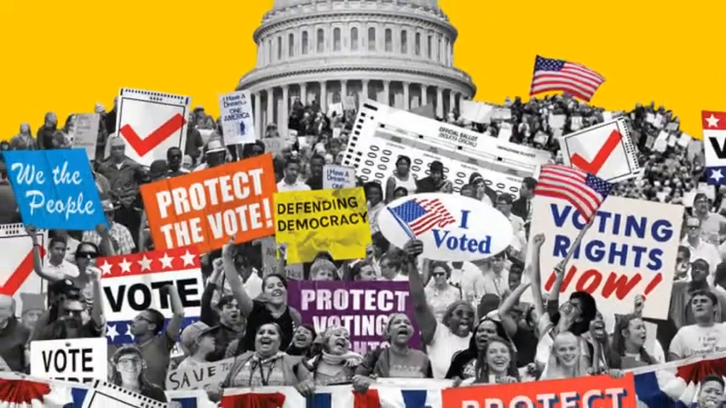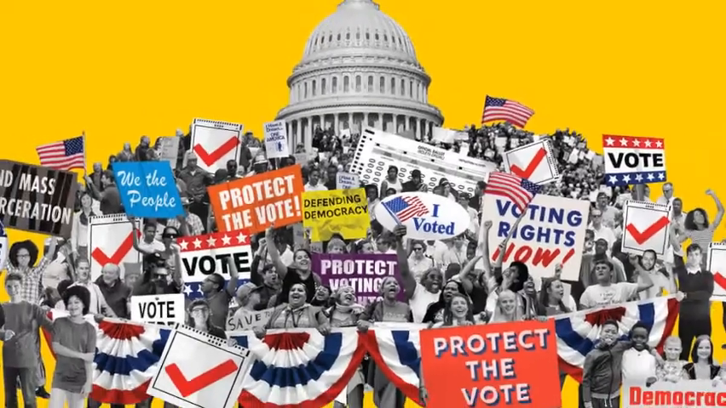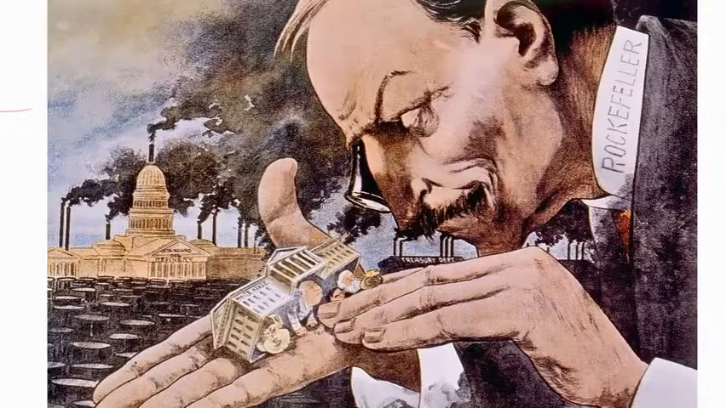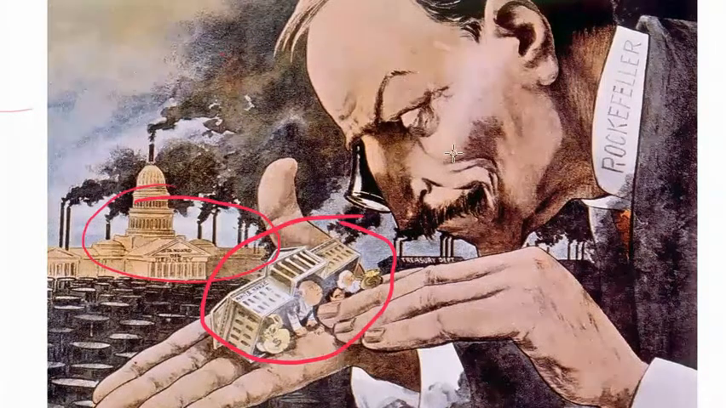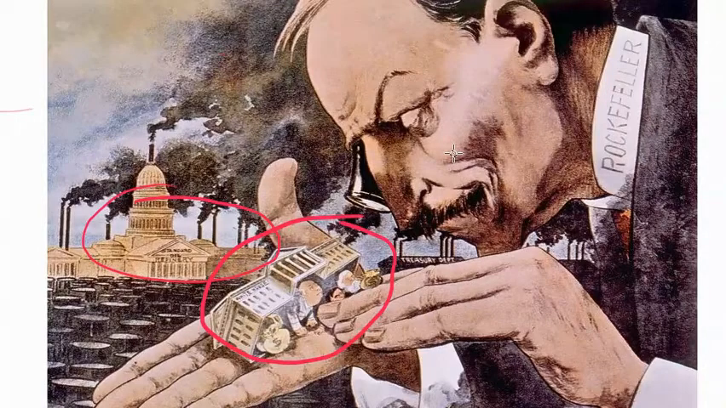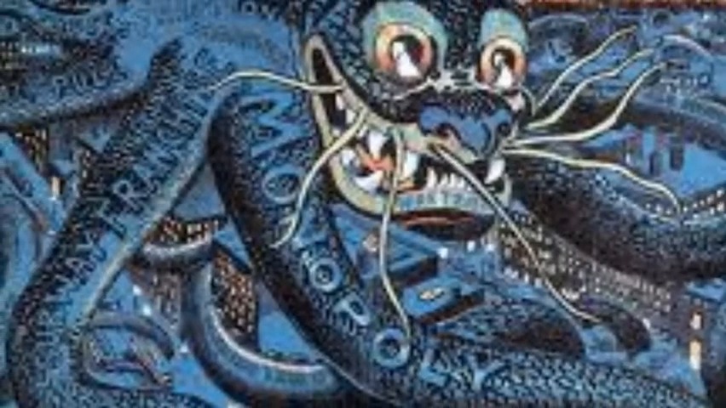Now, what we see happening in this cartoon is that, with John D. Rockefeller, he has a lot of influence in government. When we're looking at the White House and the Capitol, and of course, the Capitol is generally involved in creating laws. Now, why is it that Rockefeller has a lot of power and influence in government?